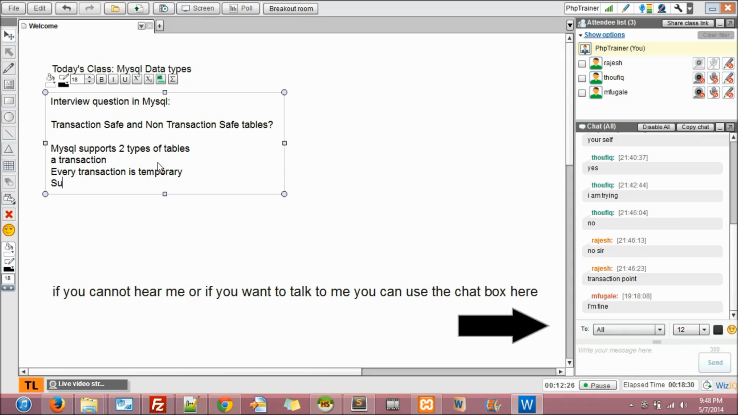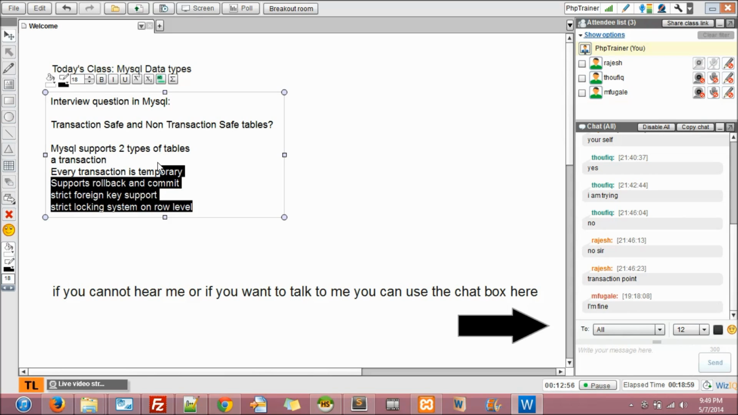Okay, and it supports rollback and commit, and there is strict foreign key support. This is very important. Then people will ask, what is a foreign key, what is strict foreign key support? And there is a strict locking system, which is on row level. Okay, now I'll explain everything in detail.